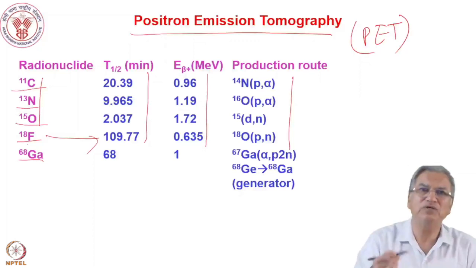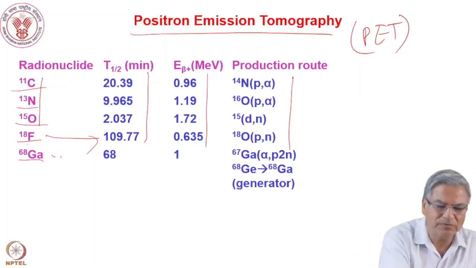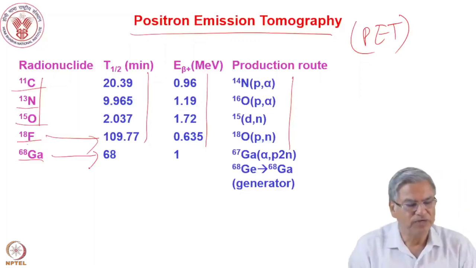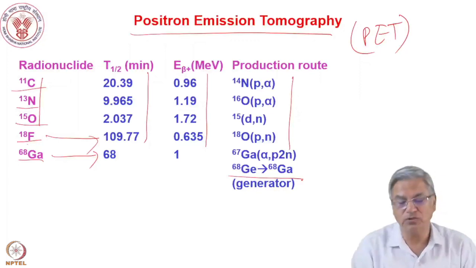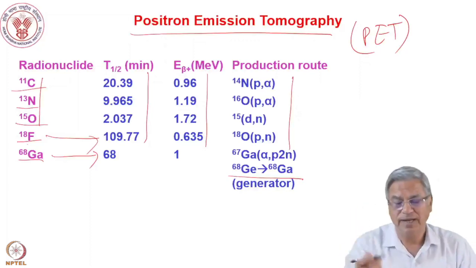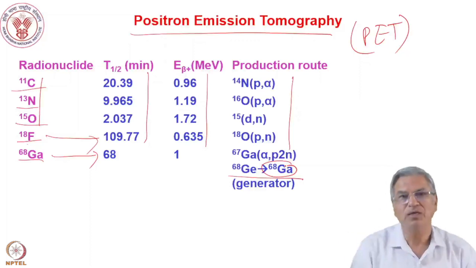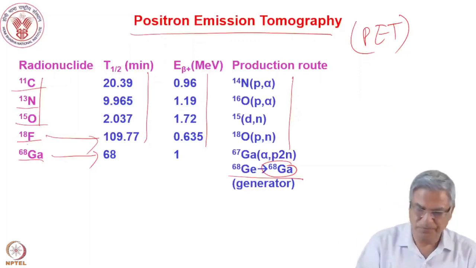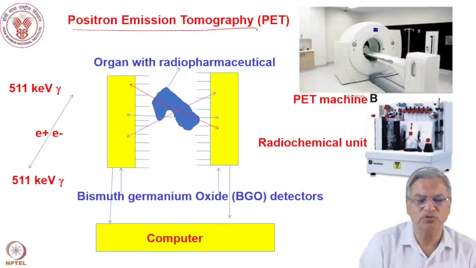But fluorine-18 you can take from the cyclotron to other hospitals in the city. And another very interesting pair is gallium-68. It's a generator. You have germanium-68 decaying to gallium-68, and you can take the generator to the hospital, and we milk the gallium-68, which is then injected into the human body for PET investigations. So this is again the principle behind positron emission tomography.